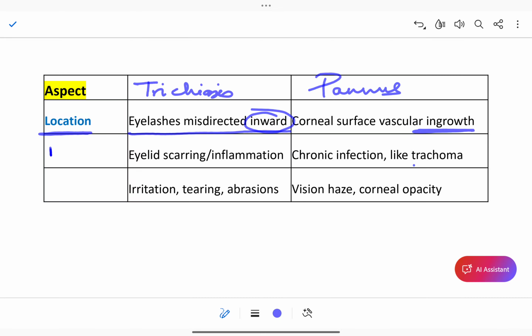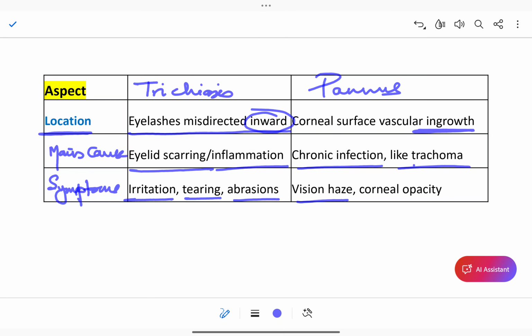What is the main cause? Eyelid scarring, inflammation, chronic infection like trachoma. Symptoms of trichiasis: irritation, tearing, abrasion. Symptoms of pannus: vision haze and corneal opacity.